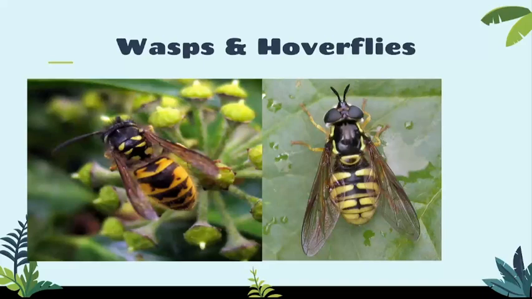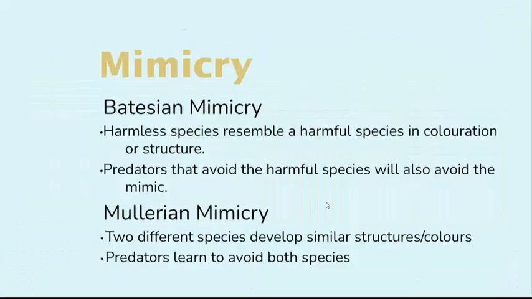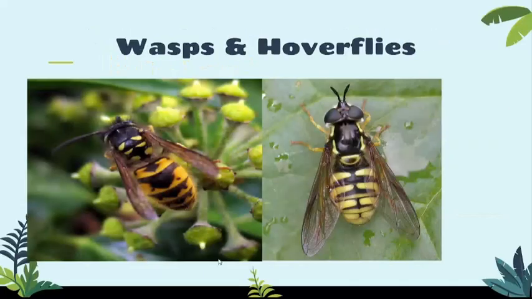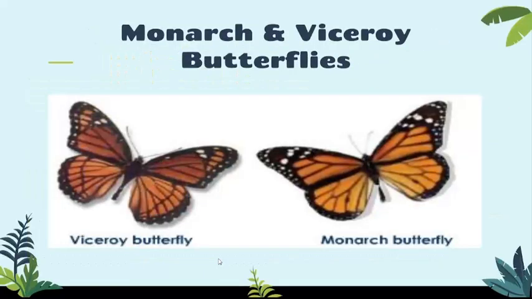Wasps and hoverflies. So these two are both really, really deadly, but however, they look very similar. So these are Müllerian mimicry. They are both deadly, but they develop similar structure and similar coloring, so that predators will essentially avoid both.